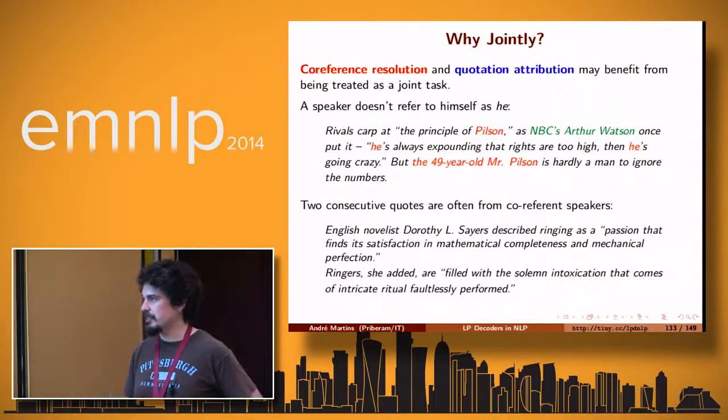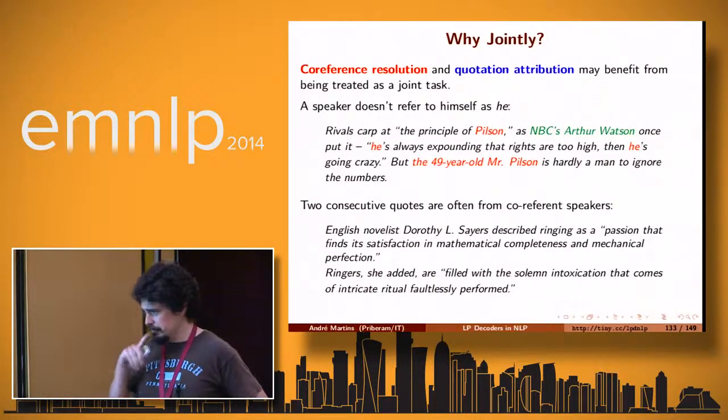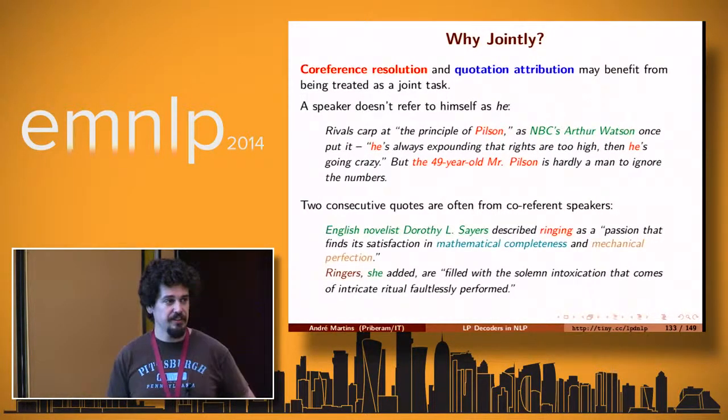Another aspect is that two consecutive quotes, in this case this one and this one, quite often come from coreferent speakers. In particular in this case we have Dorothy Sayers, who is the author of the first quote, and before the second quote there is this sentence, "she had it" something. So it's very likely that she refers to the same author as the first quotation. This is an example where getting the authors of the quotations right can help coreference. And in this case, this will be the correct clustering in terms of entities.